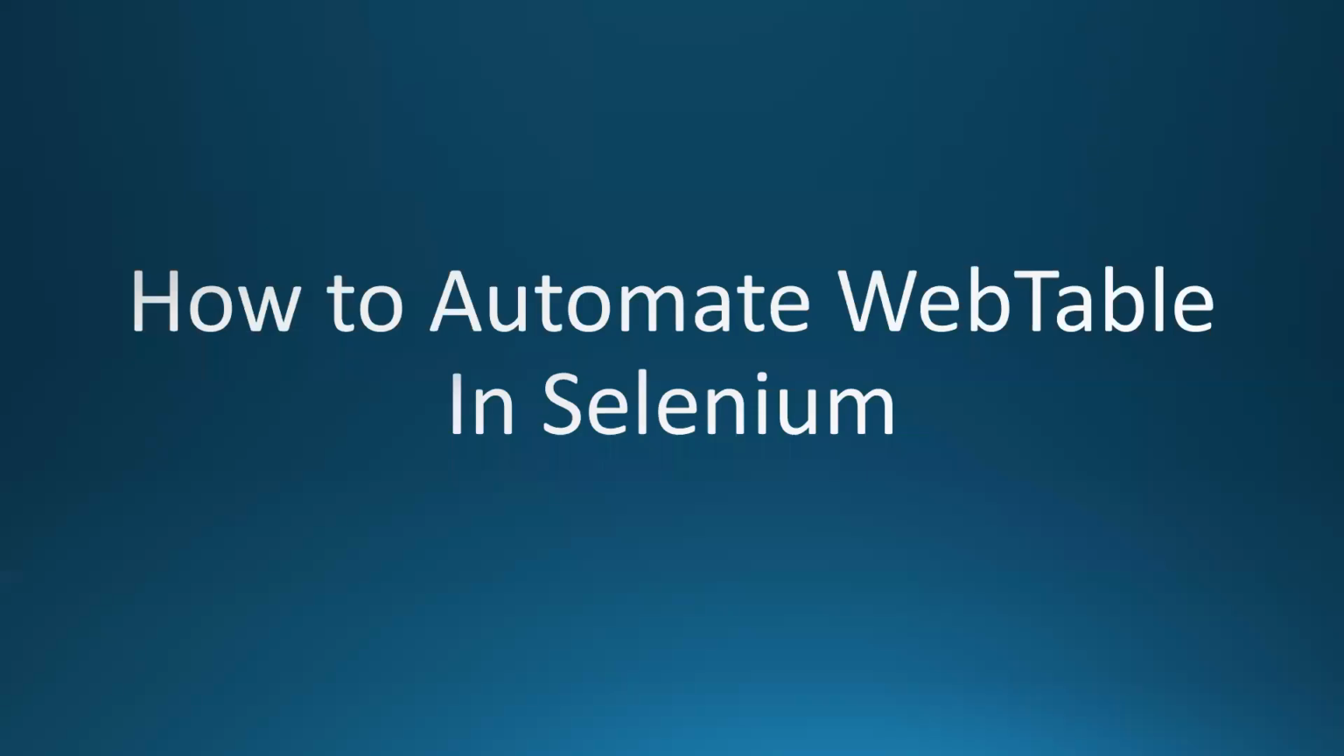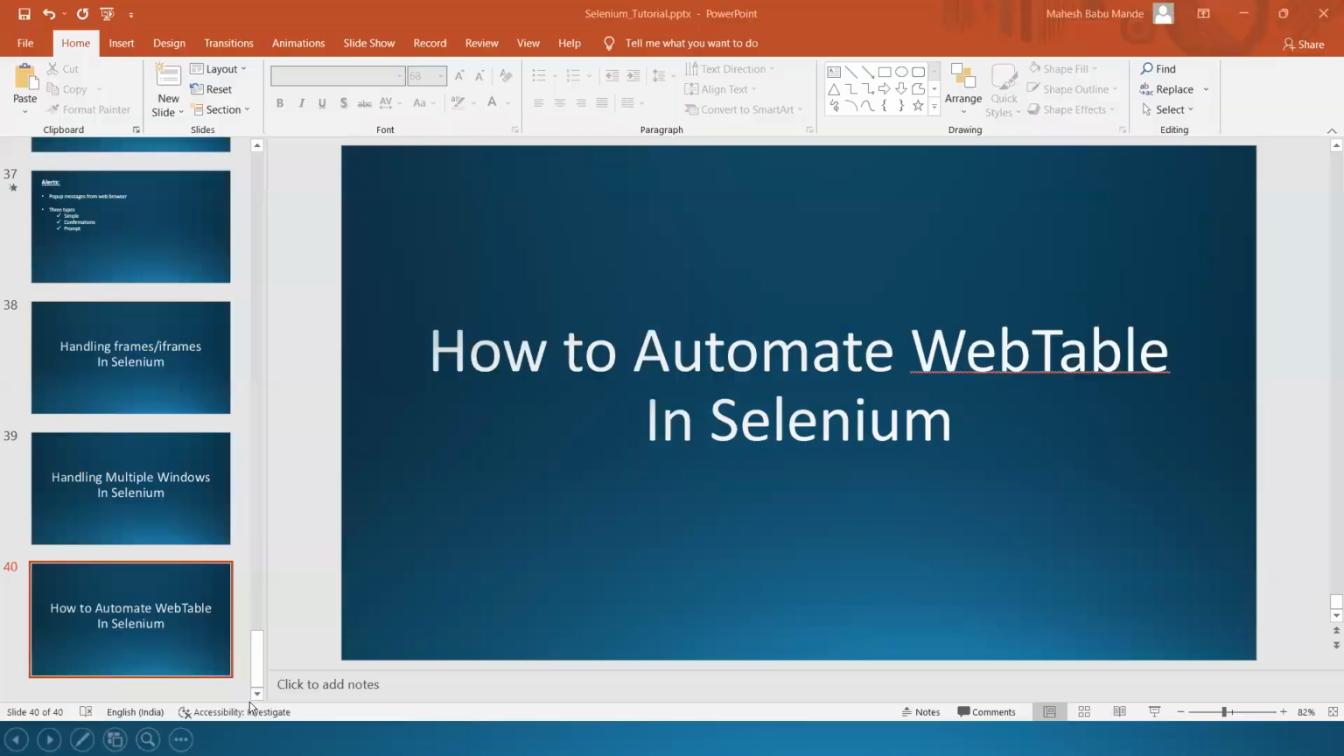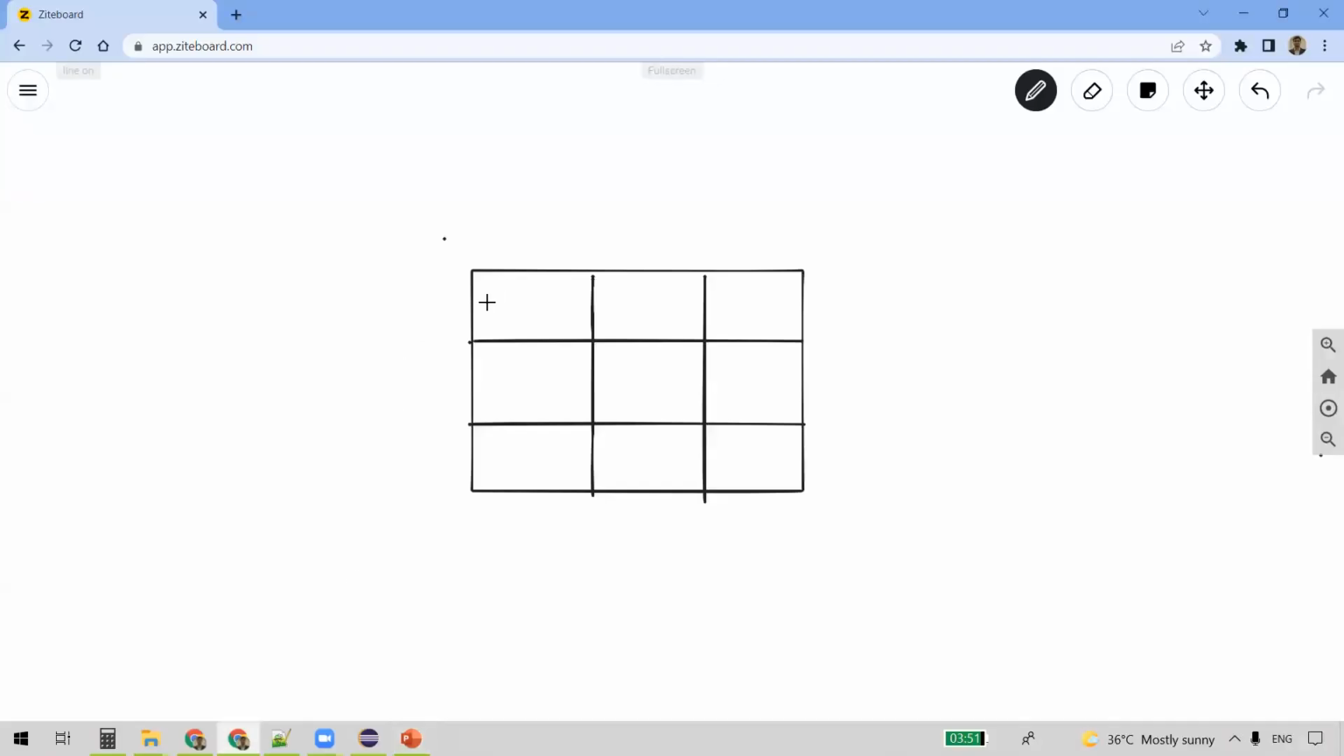Hi everyone. In this video, we are going to see how to automate Webtable in Selenium. Before starting, let us first understand what a table is. A table comprises rows and columns, and a table will have a header.